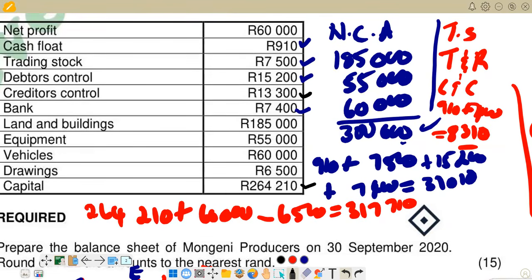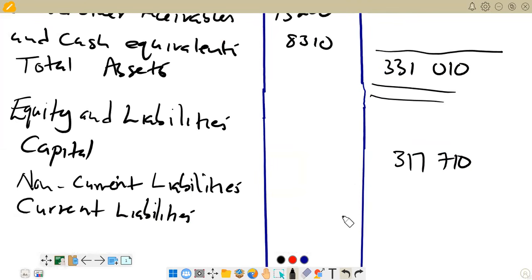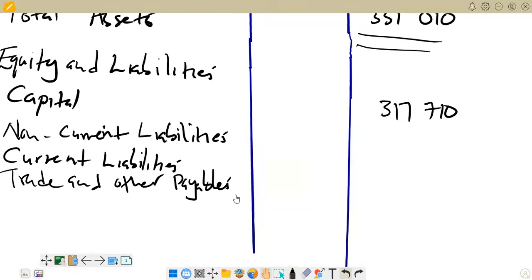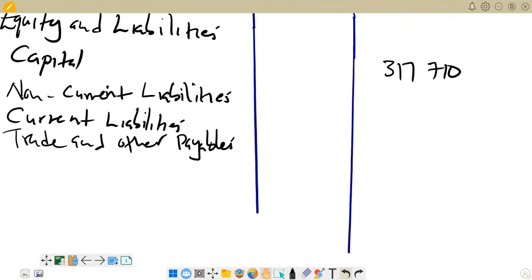So we go back there. We have current liabilities. Obviously, we are having trade and other payables, and the figure that we have is 13,300. So we're going to put it here. And remember, that's the only figure that we have, so it represents our current liabilities. So we put 13,300 again here. Right, so that's what we have for the second part, which is equity and liabilities.